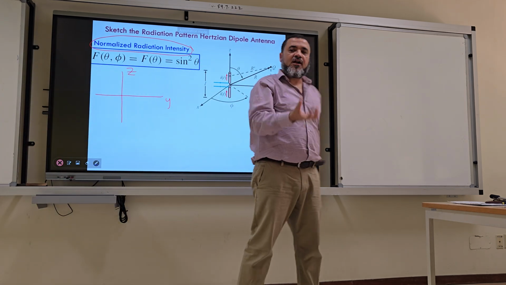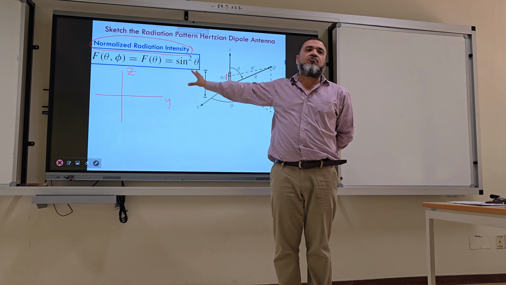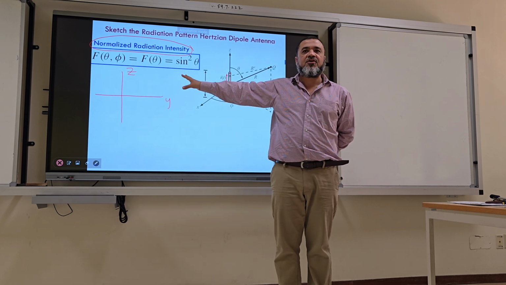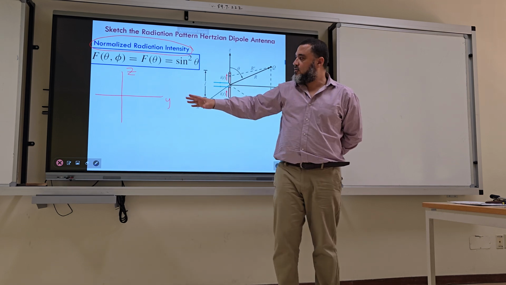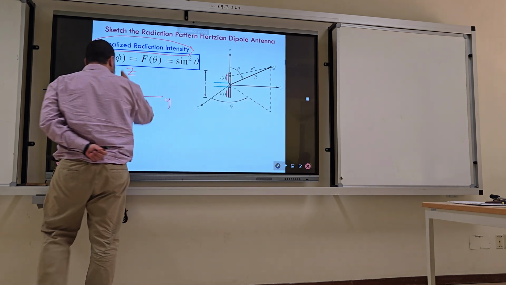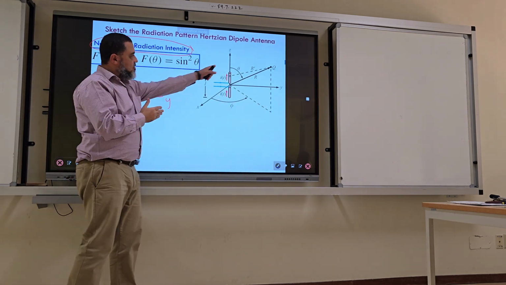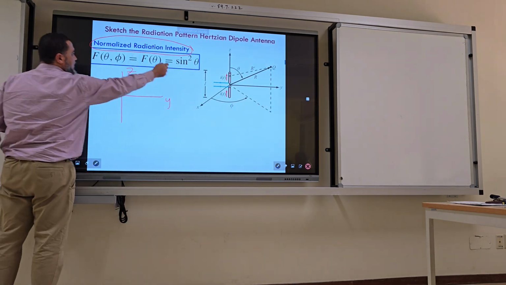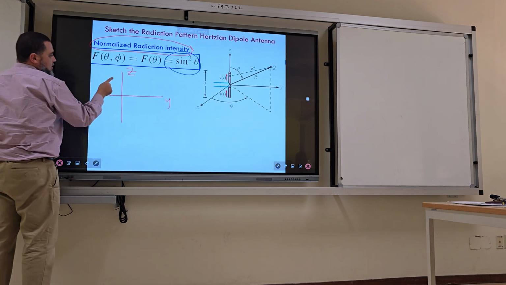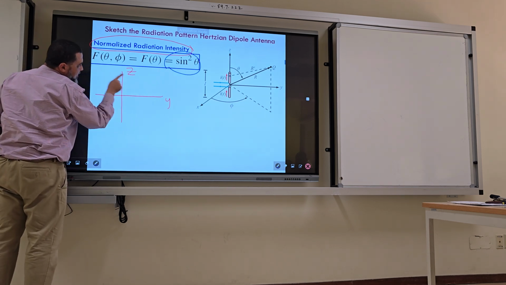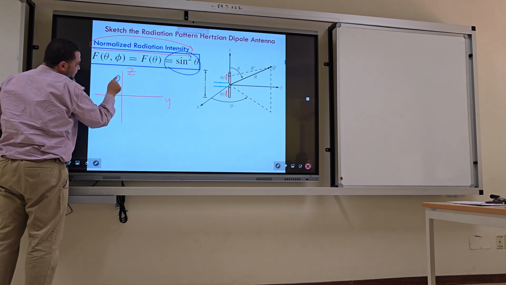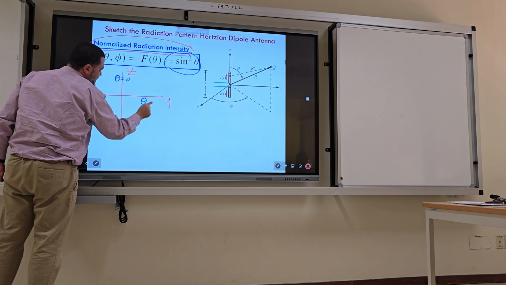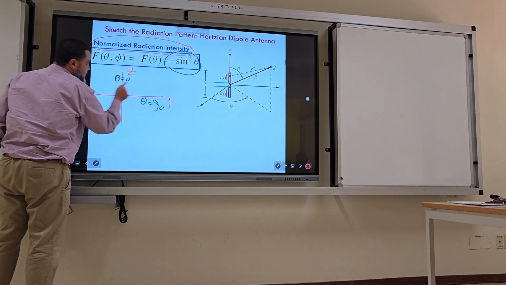If you don't use spherical coordinates, you will get 0 in this chapter, which might be 1/3 of the exam. So along the z-axis, what is the angle theta here? 0. So along the z-axis, what is the value of this function? 0. Then you will go gradually. As you go from theta equal to 0 to theta equal to 90 degrees, what should you draw here?